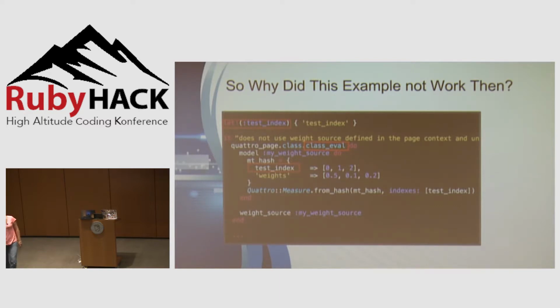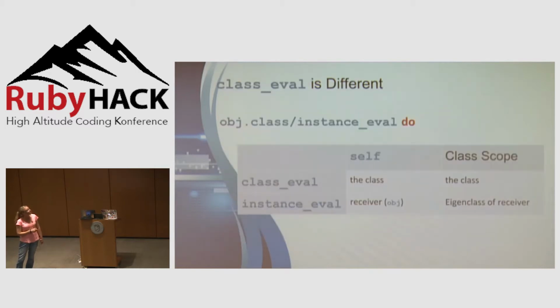Now, I know none of you were there, but about a year or two ago, I gave a talk on eigenclasses. And in that talk, I had this slide where I went on and on about how important it always is to keep track of what self is going to be inside the block when one calls class eval or instance eval on an object. And what I said was that for class eval, self will always be set to the class of the receiver inside the block.